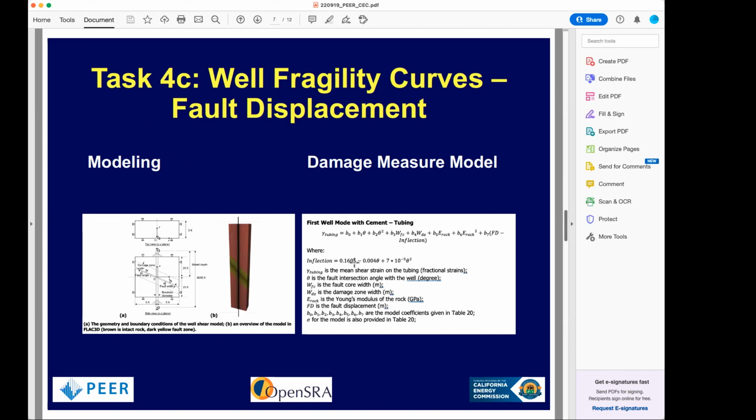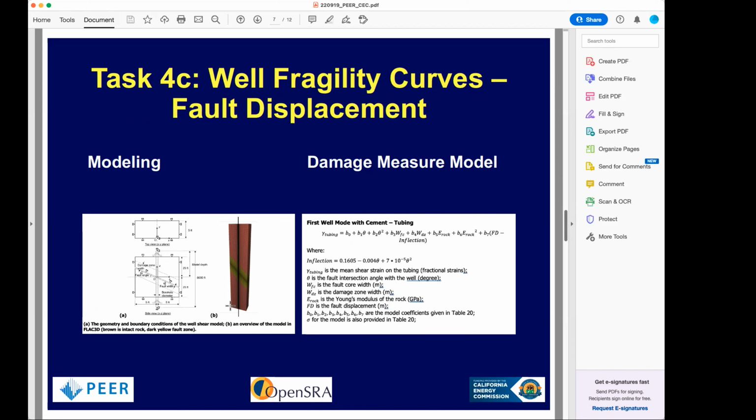For task 4C, this is LBNL led up by Johnny Rutquist. This is the modeling by Tsubasa Sasaki. So he's looking at wells with fault shearing through them. And this is his beautiful model in FLAC 3D over here on the left.